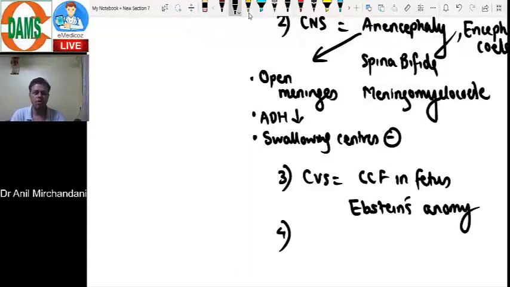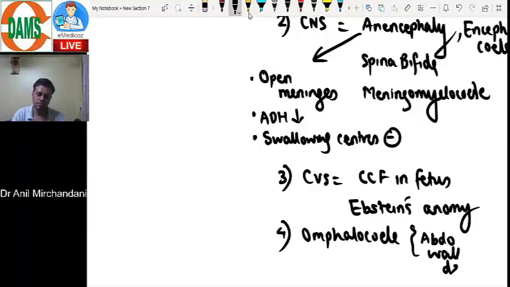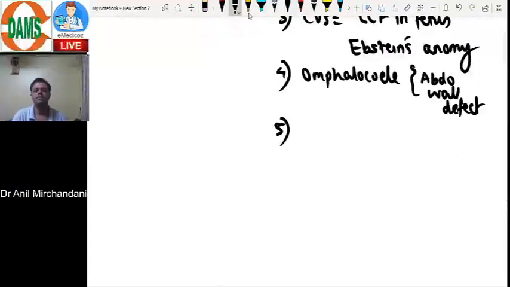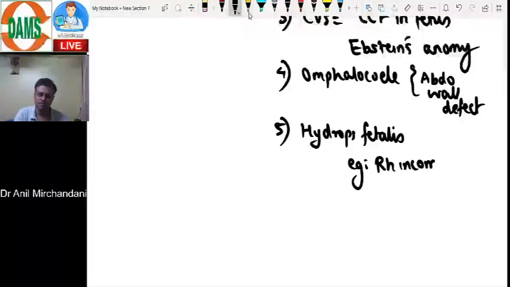Yeah. Then omphalocele. Omphalocele is abdominal wall defect. That can also lead to polyhydramnios. Then hydrops fetalis. Example, RH incompatibility. There will be antigen-antibody reaction, and whenever there is antigen-antibody reaction, there is exudation of fluid, and that can lead to polyhydramnios. Okay, so these are congenital anomalies.